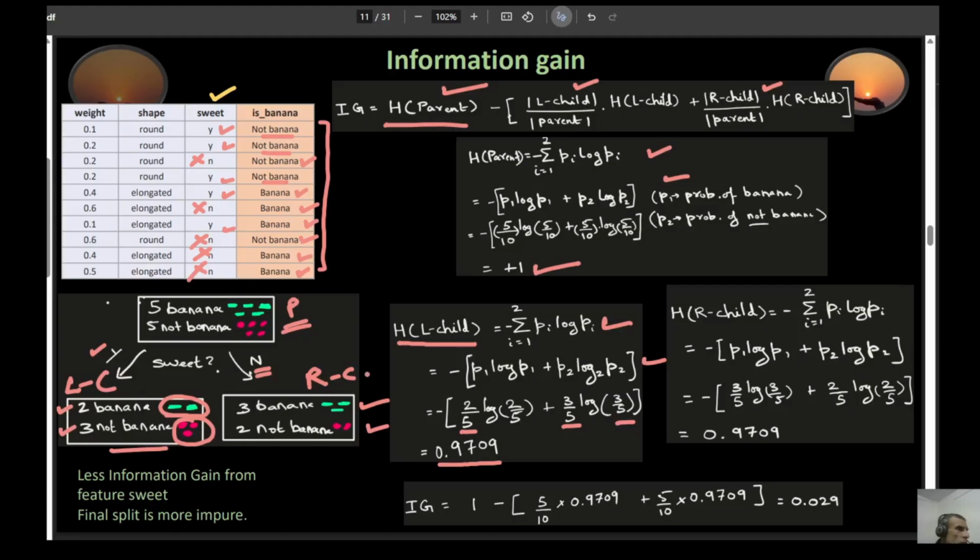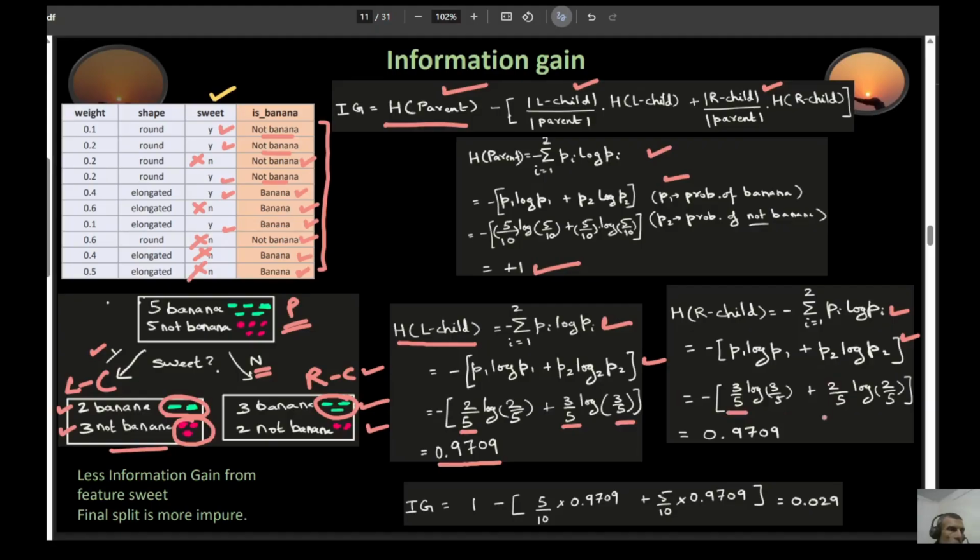Now let's calculate the entropy of the right child. In the right child case, you use the same expression again, right here. Now you substitute the value of P1. P1 would refer to the probability of banana. In this case, there are 3 bananas. You can see that: 1, 2, 3. 3 bananas, and out of these 5, 2 of them are not banana.